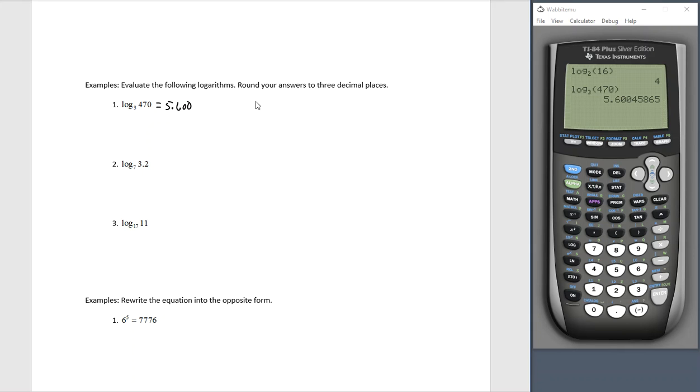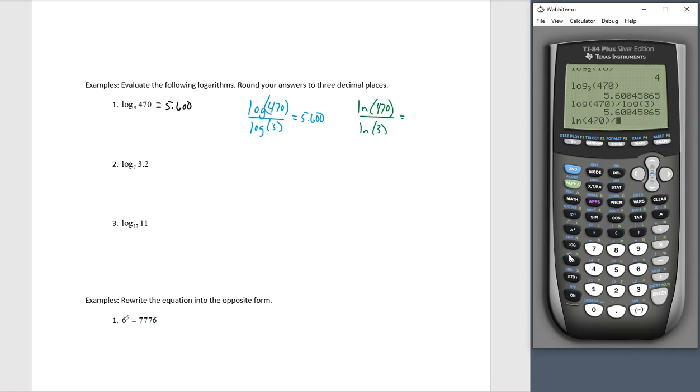But notice in my calculator, if I do log of 470 divided by log of 3, so let's do log of 470. Notice how the opening parentheses are already prompted for me. I have to remember to close them. Divided by the log of 3, close the parentheses. Same exact answer. And it's even better than that. What if I chose to use the natural log instead of the common log? It doesn't matter. I could use a natural log of 470.